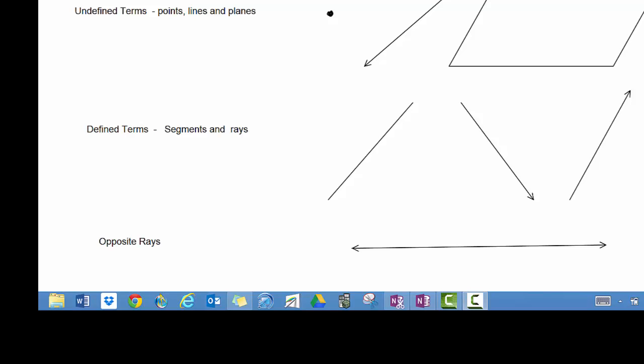Geometry is its own language, and as such you have to be very mindful of all the definitions. However, not every term is defined. The first three undefined terms that you're going to encounter are a point, a line, and a plane. A point is always labeled with a capital letter of the alphabet. So let's go ahead and label this point R.